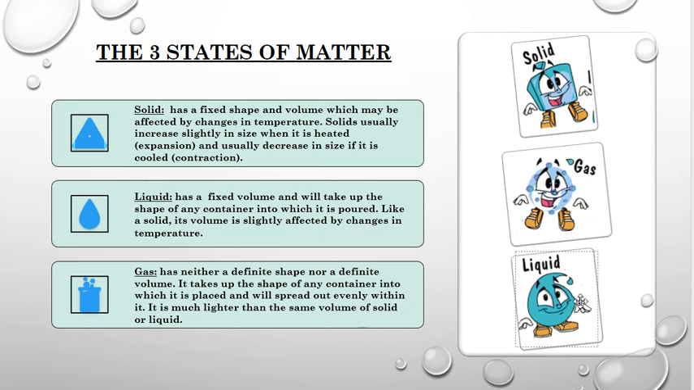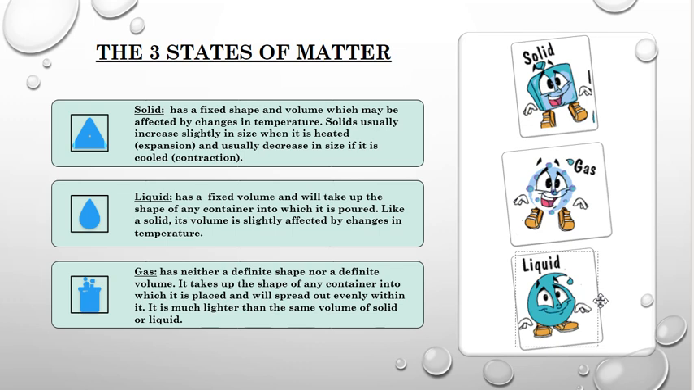So we know that a liquid also has a fixed volume, and we also know that it does not have any fixed shape. It will take the shape of the container into which it is poured. Let's say you have a glass of water, and when you pour that glass of water into a bucket, that water will take the shape of the bucket, right?